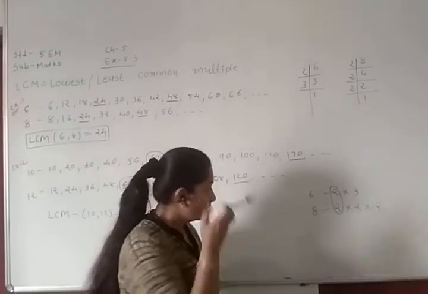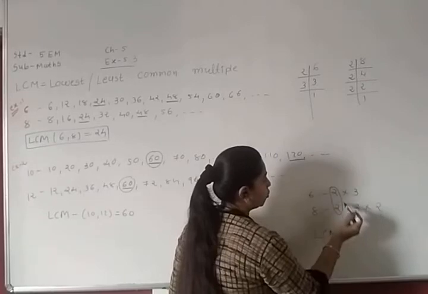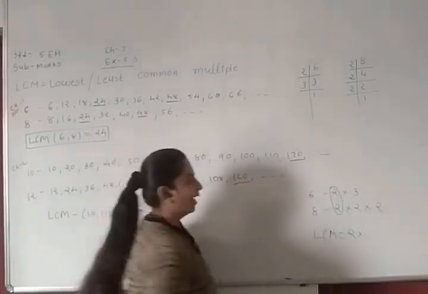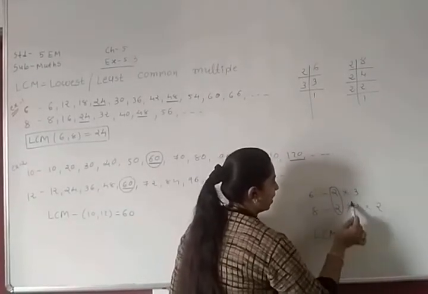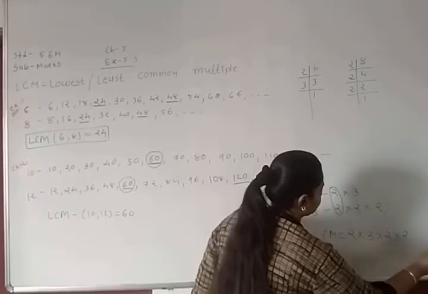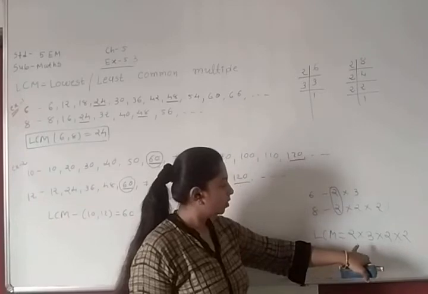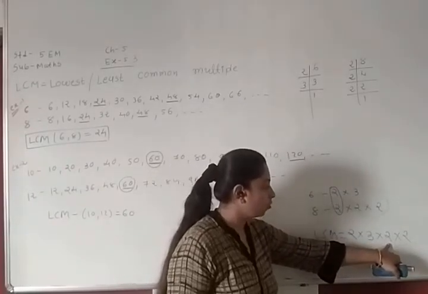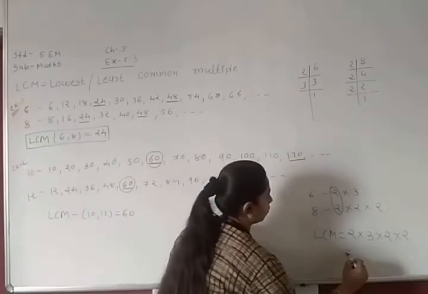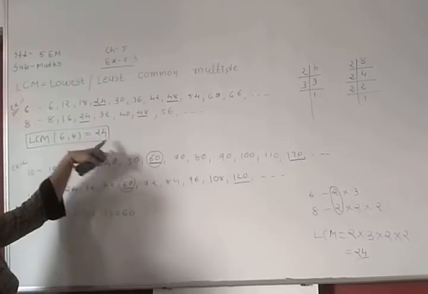Get it? So that will give us the value of LCM. So here 2 is common, so that 2 we will write only once and the remaining numbers we will write. આ બાકીનું બધું આખું લખવાનું 3 into 2 into 2. Okay, what is the answer? 2 4s are 8 and 8 3s are 24. See, we got the same answer, 24. So this method is quite easy for us.